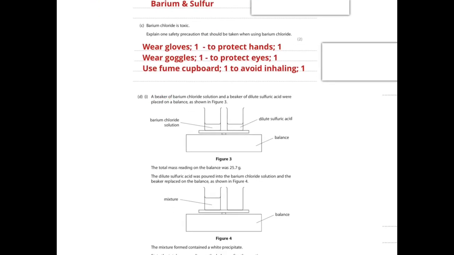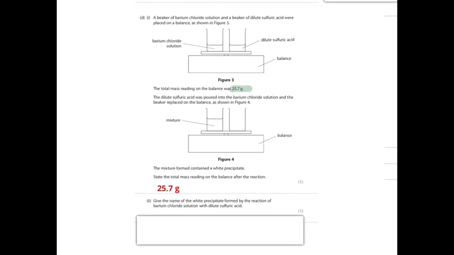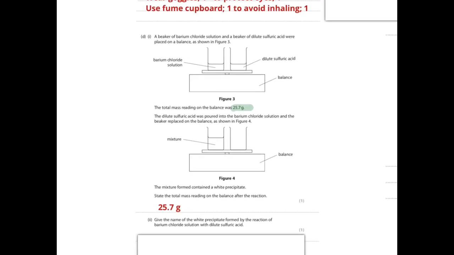A beaker of barium chloride solution and a beaker of dilute sulfuric acid were placed on a balance as shown in figure 3. So you see dilute sulfuric acid and barium chloride. The total mass reading on the balance was 25.7 grams. The dilute sulfuric acid was poured into the barium chloride solution and the beaker replaced on the balance as shown in figure 4. The mixture contained a white precipitate. State the total mass reading on the balance after this reaction.